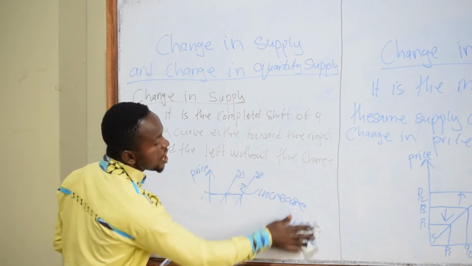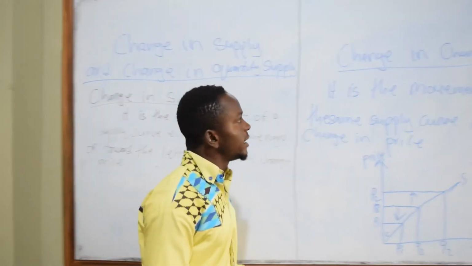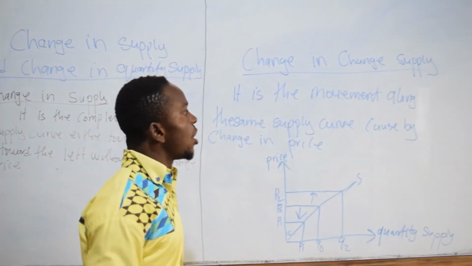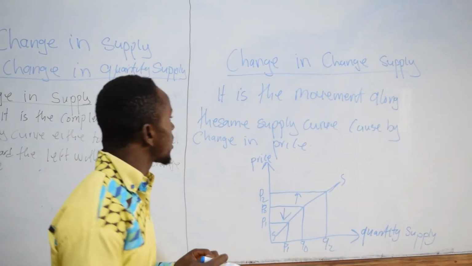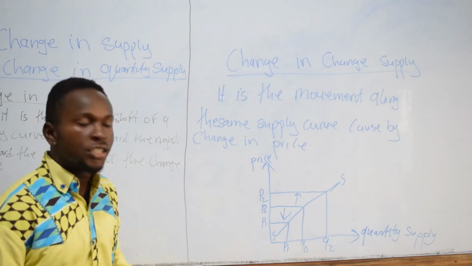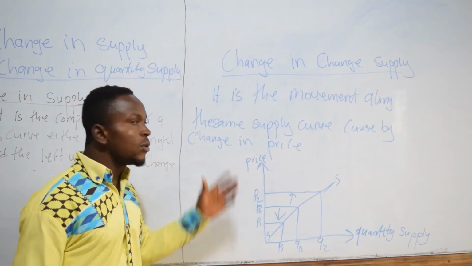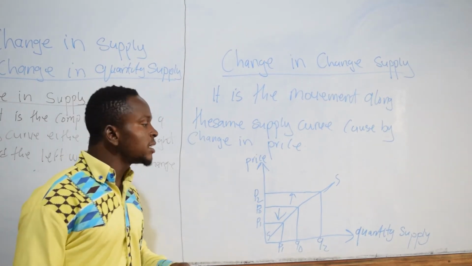Now we are moving to change in quantity supplied. Change in quantity supplied, on the other hand, is the movement along the same supply curve that is caused by a change in the price of a commodity. The diagram below will illustrate this. Now, we are looking at it from the diagram.